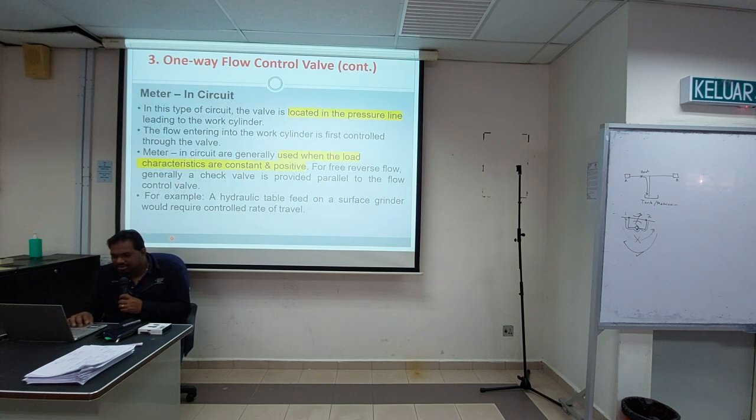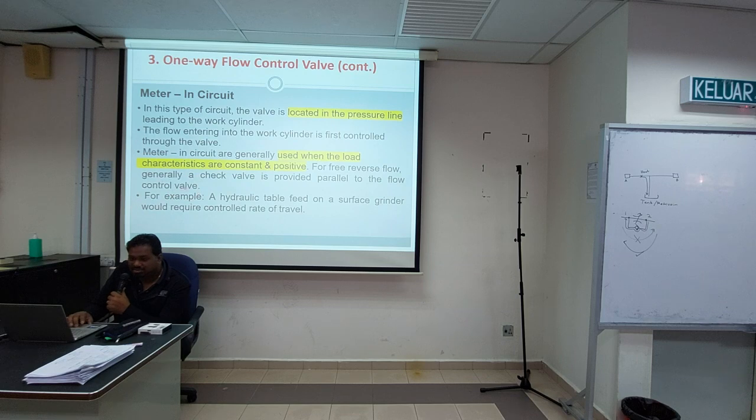Okay, so meter in circuit. So in this type of circuit, the valve is located in the pressure line leading to the work cylinder. Okay, so nanti saya tunjuk. The flow entering into the work cylinder is first controlled through the valve. The meter in circuit are generally used when the load characteristics are constant and positive. So maksudnya dekat cylinder dia constant. So benda yang you load tu adalah constant dengan positif, you boleh gunakan meter in. For free reverse flow, generally a check valve is provided parallel to the flow control.